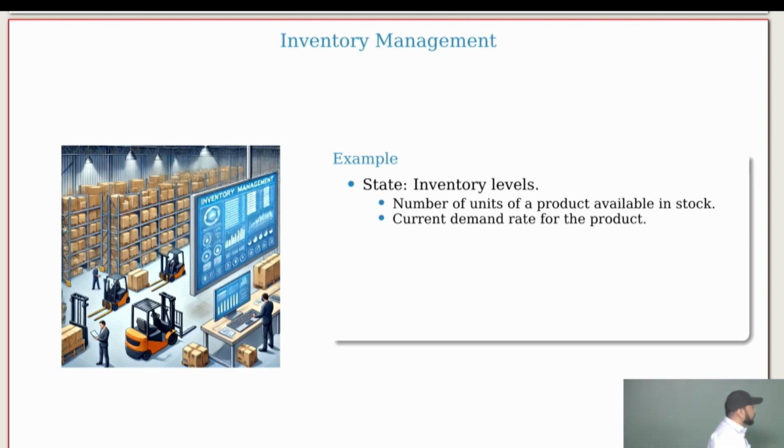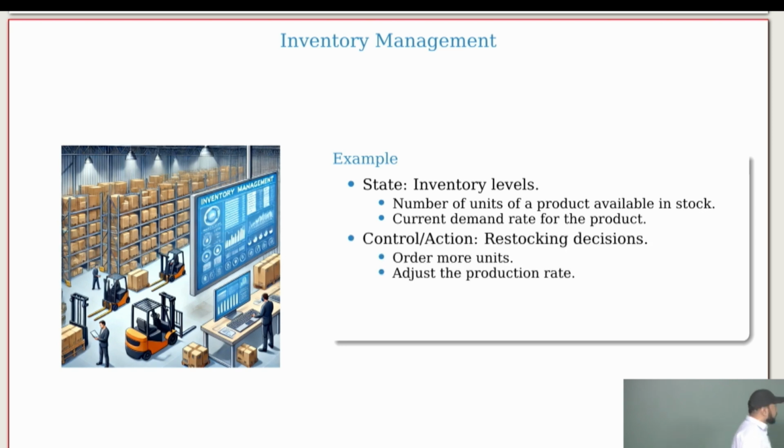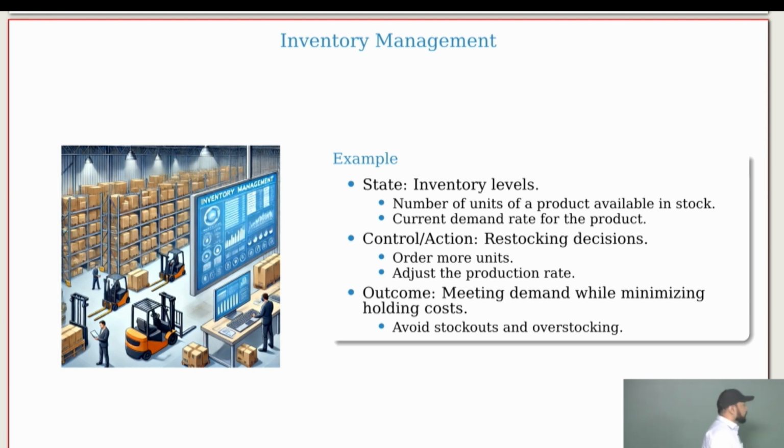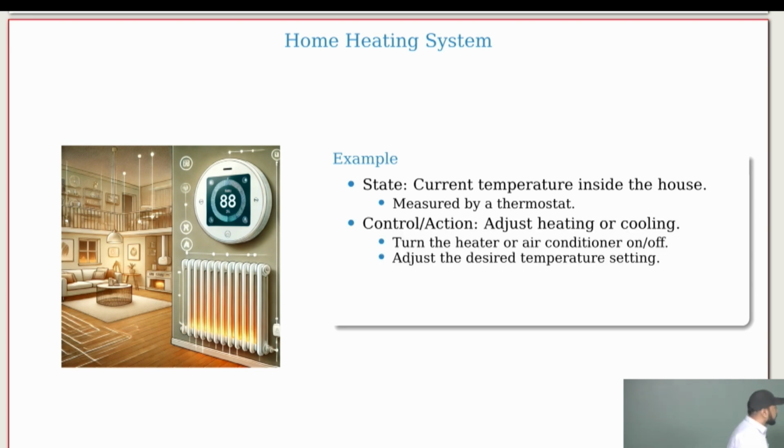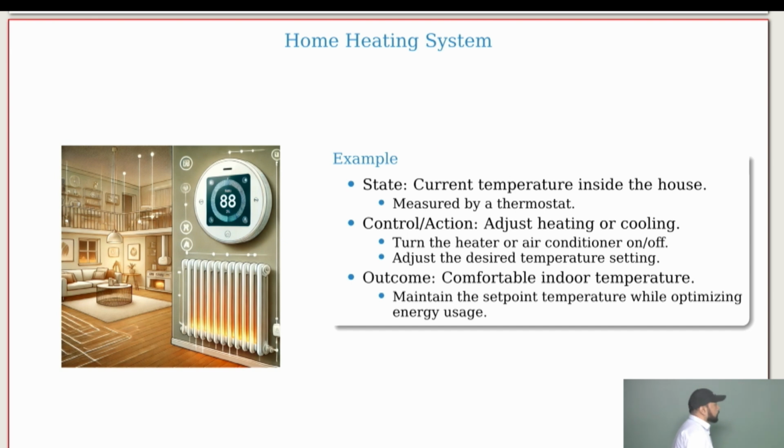Then we have seen inventory problems already. Here the state is the number of units of products available in stock and the current demand rate for a product. Actions could be to order more units or adjust the production rate, and the outcome, or reward or cost, whatever you want to call it, would be to avoid stockouts or avoid overstocking as well. A home heating system could be another case of sequential decision making. Here the state is the current temperature in the house, which can be measured by sensors like a thermostat. The control is easy: adjust the heating, so whether to turn on the heater or when to turn it off. The outcome is a comfortable indoor temperature.